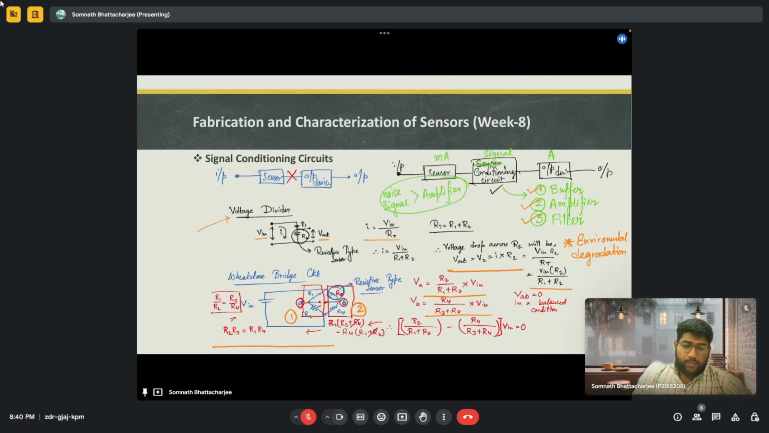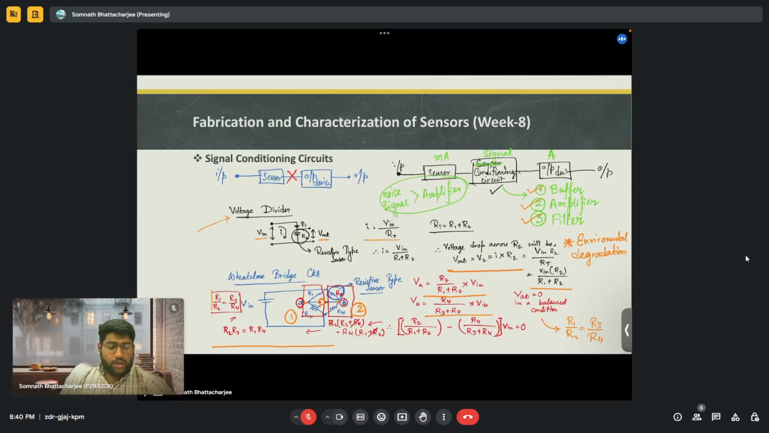So if the bridge is in a balanced condition, there will be a galvanometer connected in between, and it should show a value of zero voltage. So for a balanced condition, the equation turns out to be R1 by R2 equals R3 by R4. This is the condition for a balanced bridge. Based on this, we'll have a value of this. So this is the bridge balancing condition.